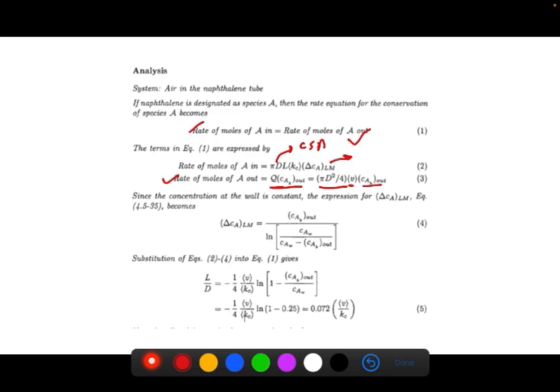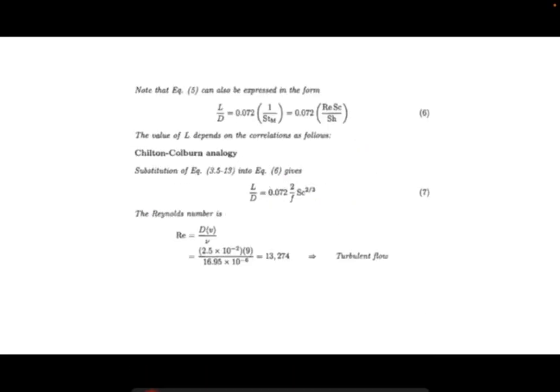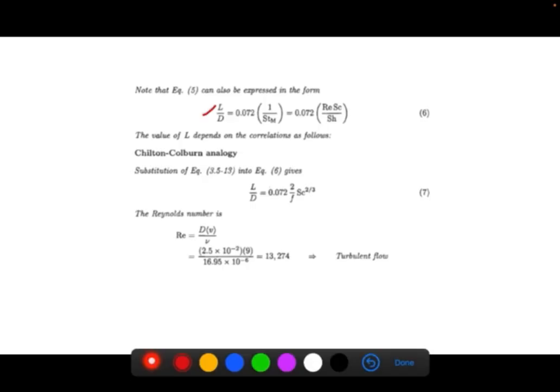As we did in the heat transfer correlation, we derive the L by D equation, which comes out to be L by D equals 0.072 into 1 by Stanton number for mass transfer, equals 0.072 into Reynolds number into Schmidt number by Sherwood number. The value of L depends upon the correlations. Now, using Chilton-Colburn analogy, we get L by D equals 0.072 into 2 by F of Schmidt number to the power 2 by 3.